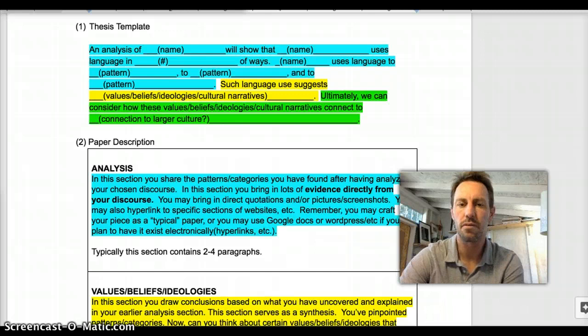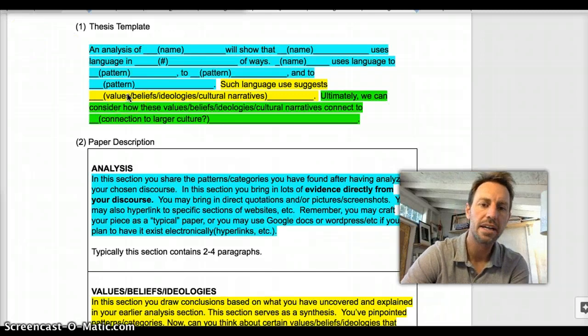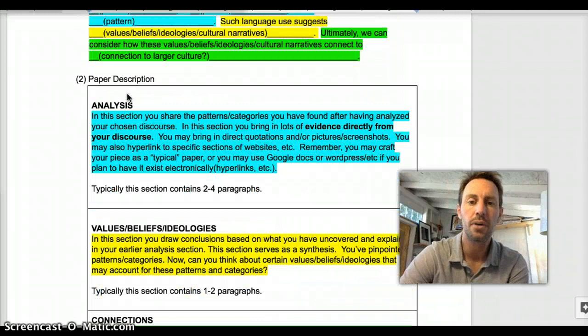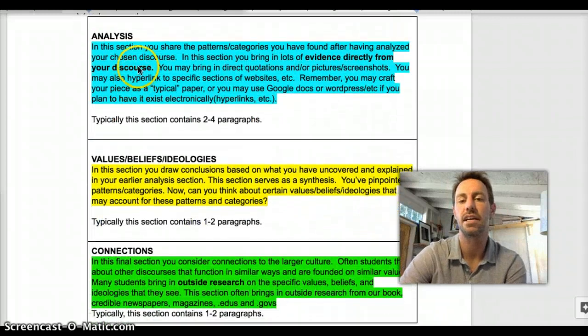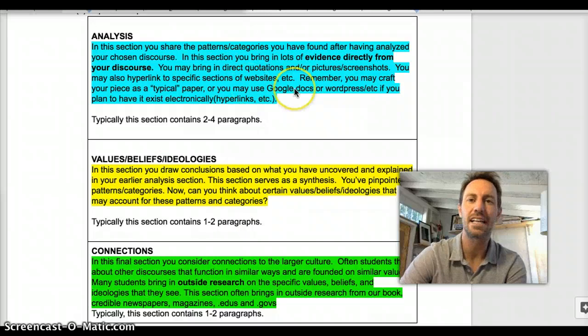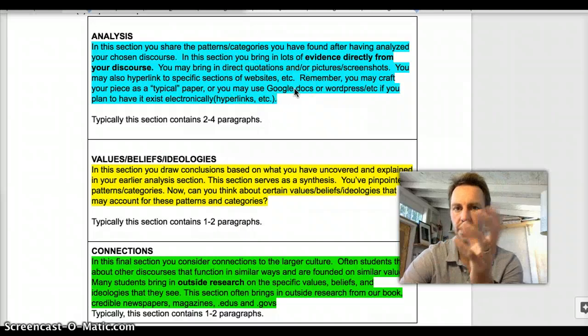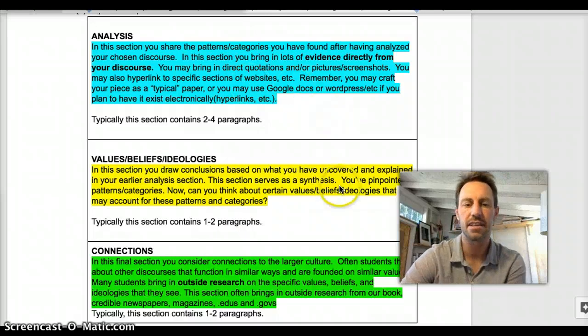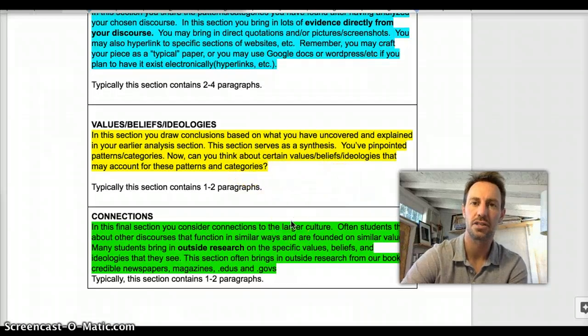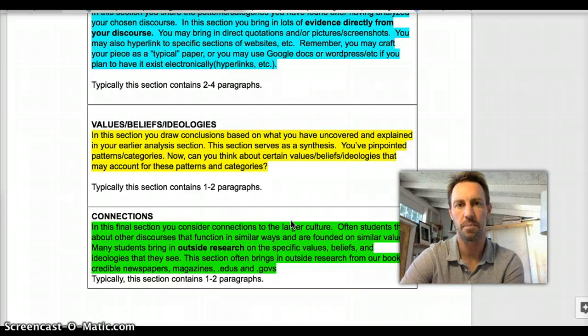So, for example, if we come back to this organizational map that I introduced earlier, we can see that the paper consists of the analysis sections, the value sections, and the connection sections. I'm asking you to give me at least 2 analytical paragraphs that discuss those patterns, and then at least 1 paragraph about values and 1 paragraph about connections. So let me address the values and connections section of the paper.